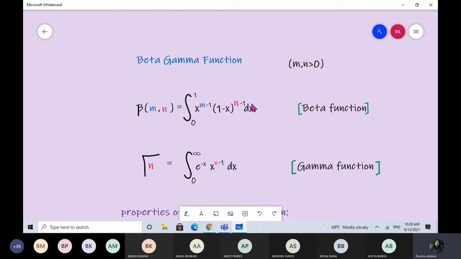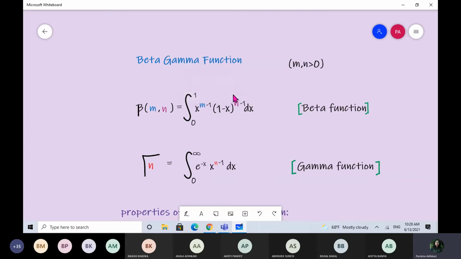Definitely m and n are some value greater than 0. So we are going to call this integral as beta m comma n, whatever your value of m and n is, respectively. So what is gamma function? In your gamma function, it takes only one value, gamma n only. Beta takes two values. So how is its integral? 0 to infinity e to the power minus x, x to the power n minus 1 dx.